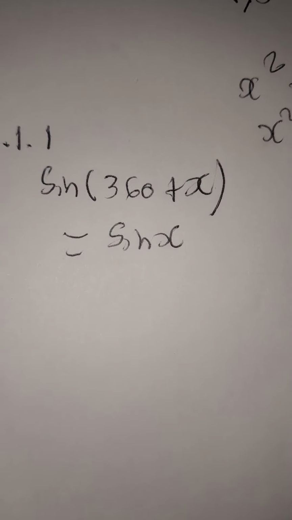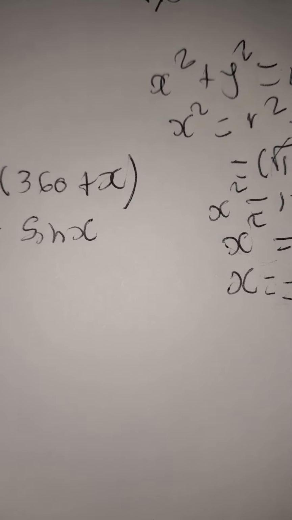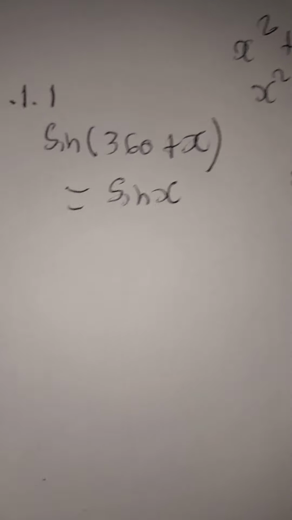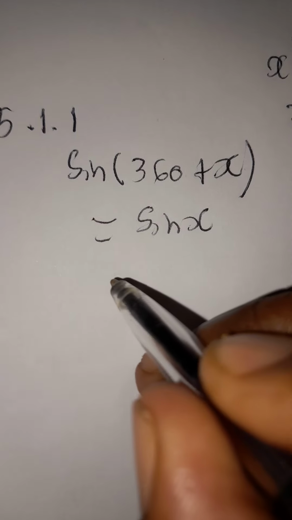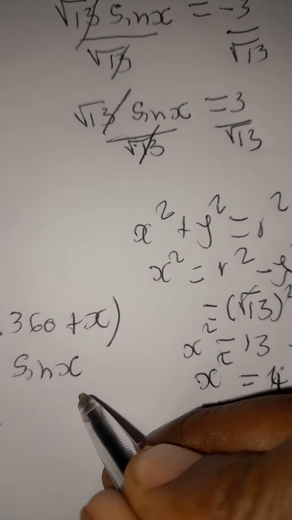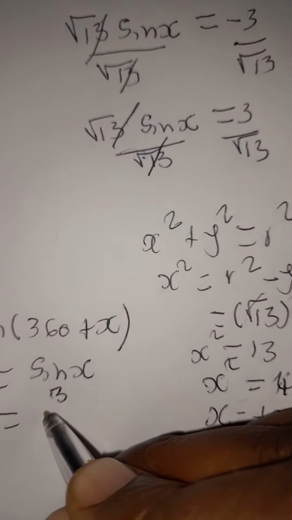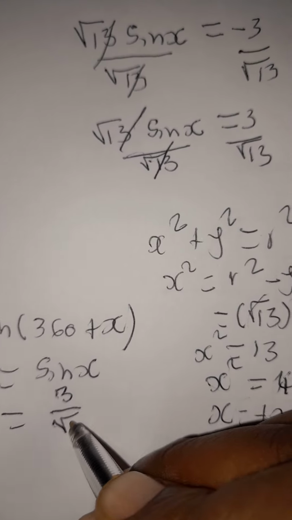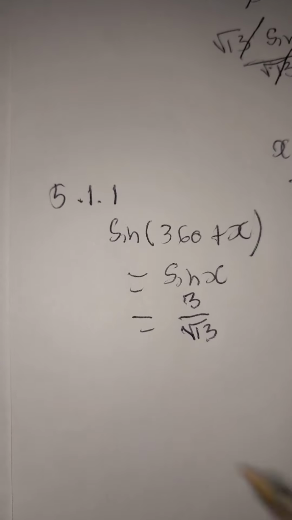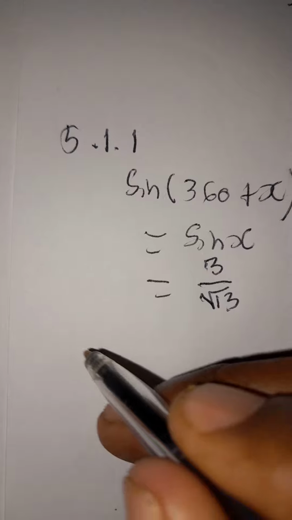So meaning that we will have sine x if it was in this case. But remember, guys, at 5.1, there is completely an error there, right? So this means that if it was negative in this case, we will have 3 over root 13.